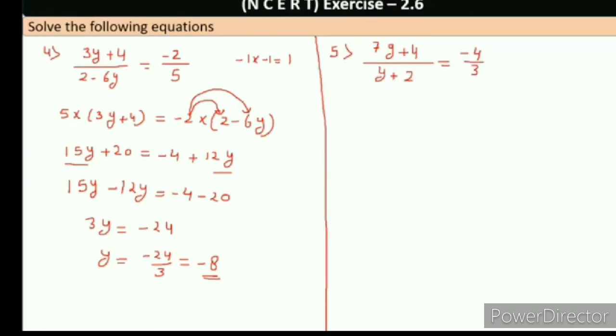Next, the fifth equation is also homework, the same method as the fourth equation, right?